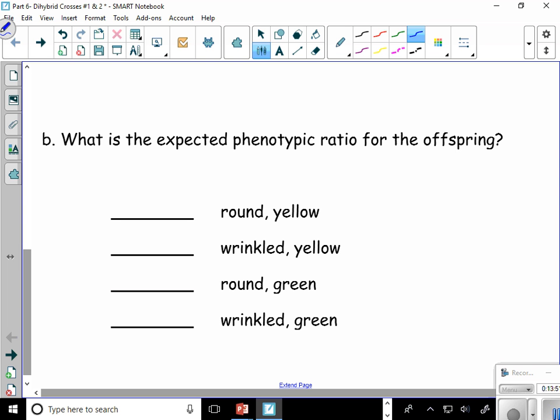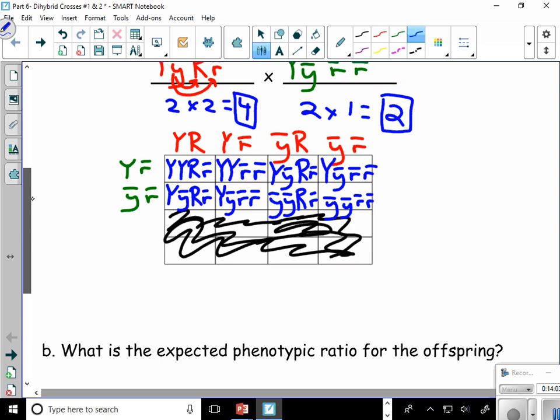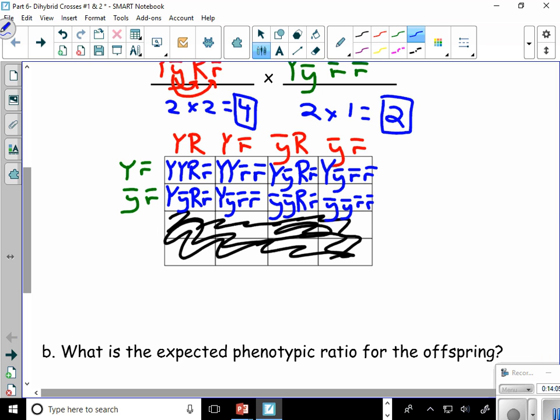So as I'm going through there and looking, I can make little tally marks, okay? Round yellow is the first one I'm doing. If it is round and yellow, what's it going to be? It's going to have a big Y, right? And a big R, both of them. Does it matter whether it's homozygous or heterozygous? No.